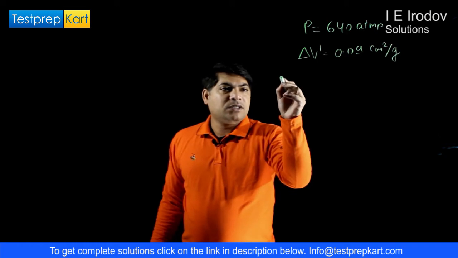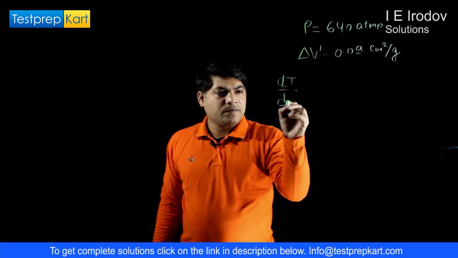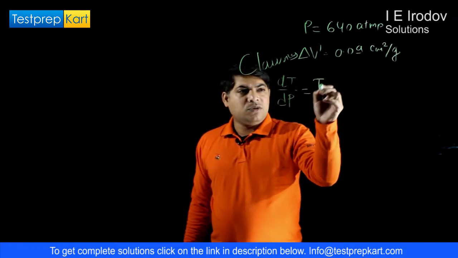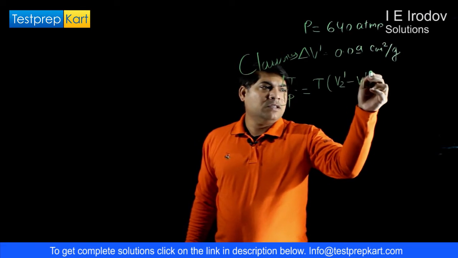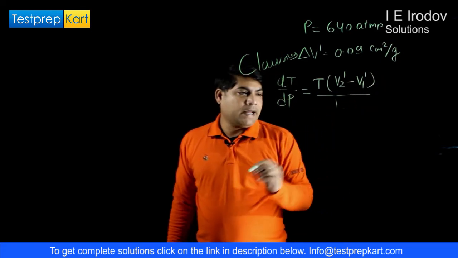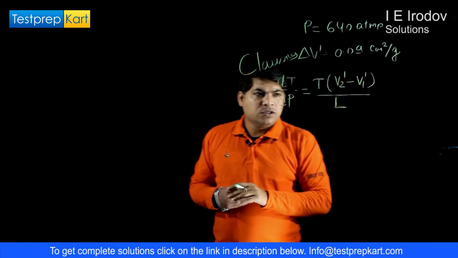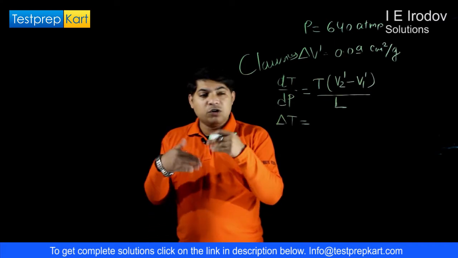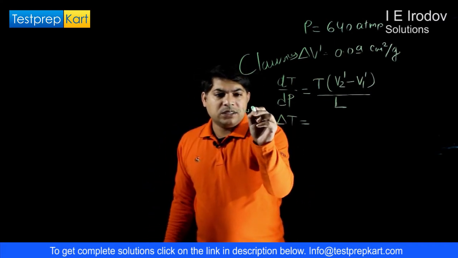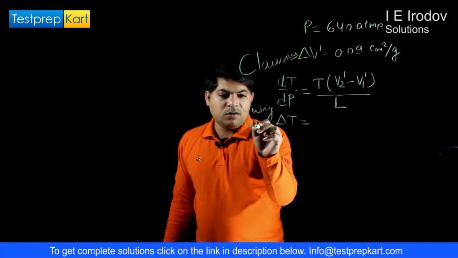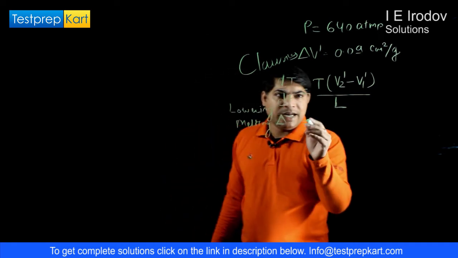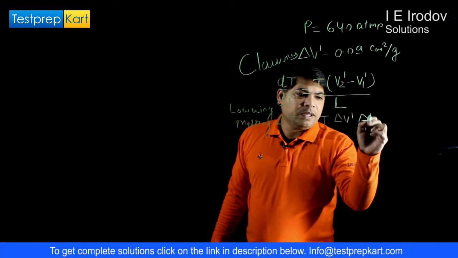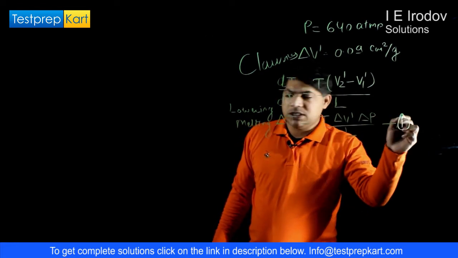For that we can use the Clausius equation, that is dT over dP equals T into (V2' minus V1') over the latent heat of melting L. So from here we can write that delta T, the change in temperature, which is the lowering of the melting point, by which magnitude we are lowering it, is delta T equals T into delta V' into delta P over L. So let's note down this equation.